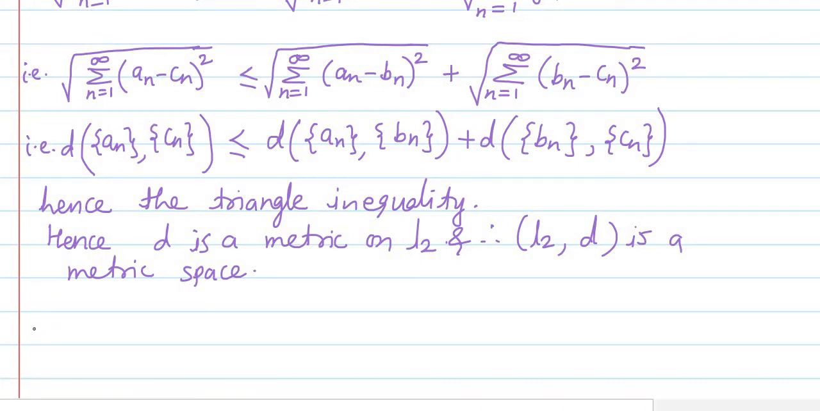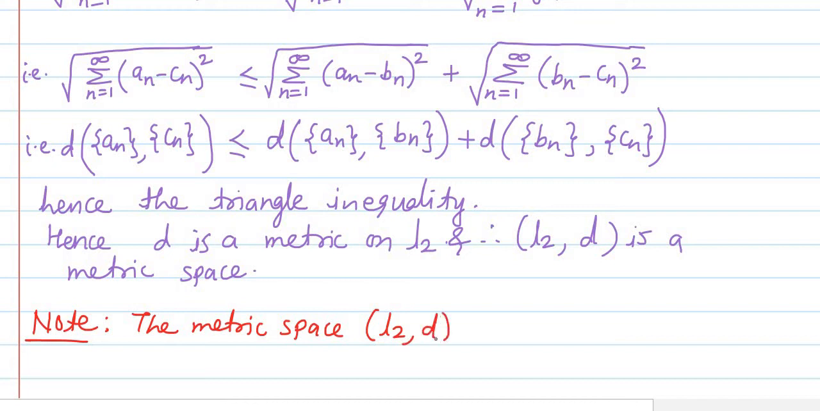We will mention a note here which is based on this example number 2nd, and that note is the metric space L2 comma D of example 2nd, which means the example which was studied just now. So the metric space of the above example is known as a Hilbert space.